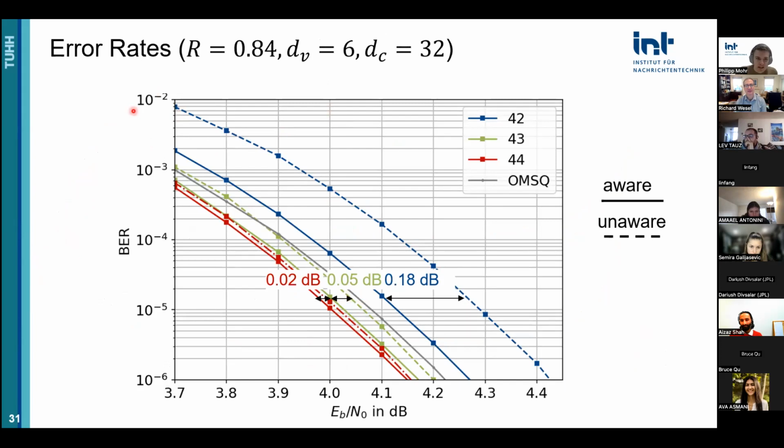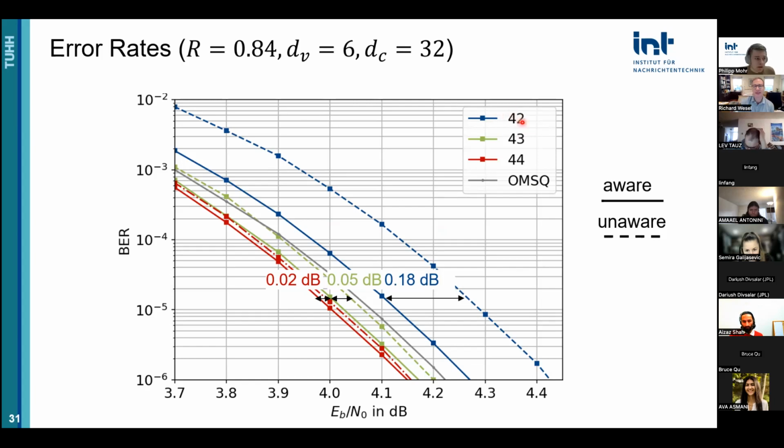And again, we can take a look at the bit error rates for a high rate regular code here. And we see that in particular for 2 bits, we see significant gains of 0.18 dB. If we move to higher resolution of the exchange messages, so for example, the 3 bits, the gain reduces to 0.05, and at 4 bits, we just have 0.02 dB. So this aware design seems to be very promising for very coarse quantization of the exchange messages.